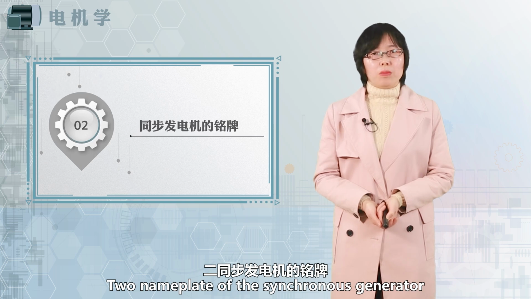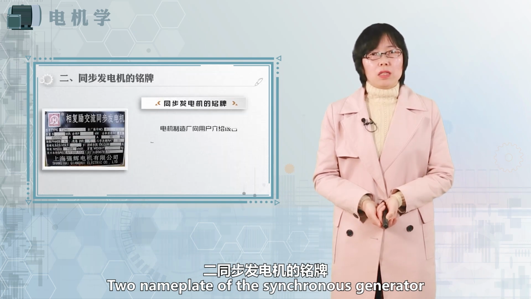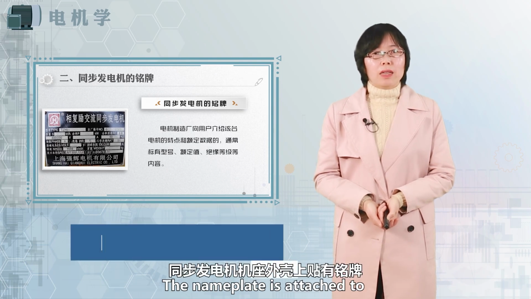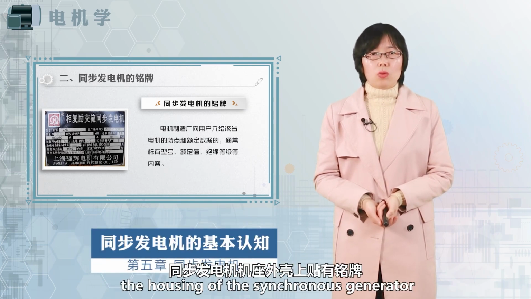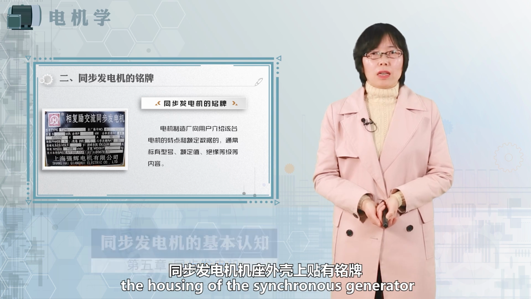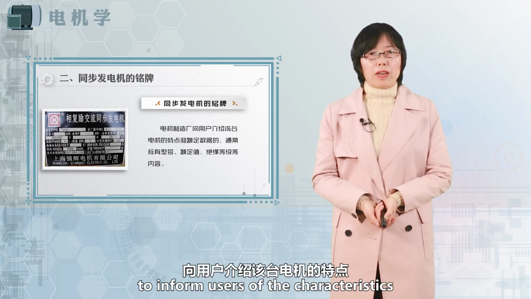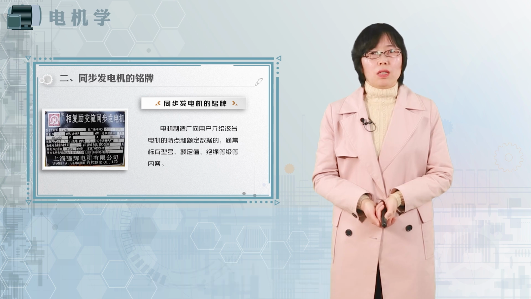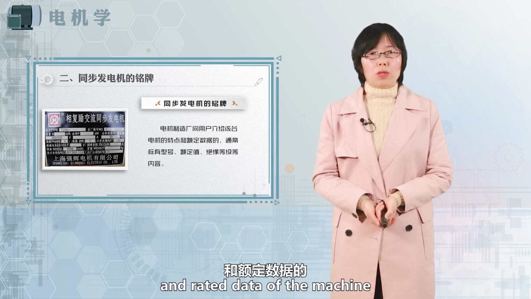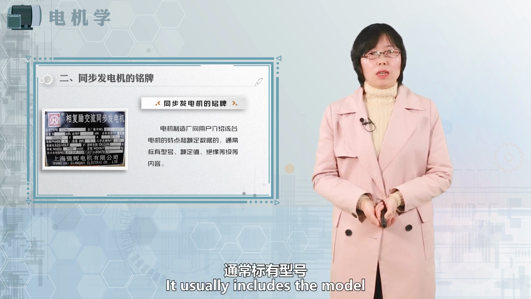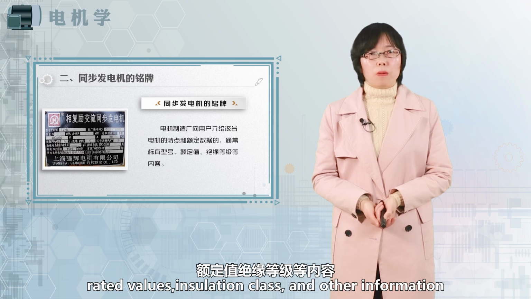2. Nameplate of the synchronous generator. The nameplate is attached to the housing of the synchronous generator. It is provided by the manufacturer to inform users of the characteristics and rated data of the machine. It usually includes the model, rated values, installation class, and other information.